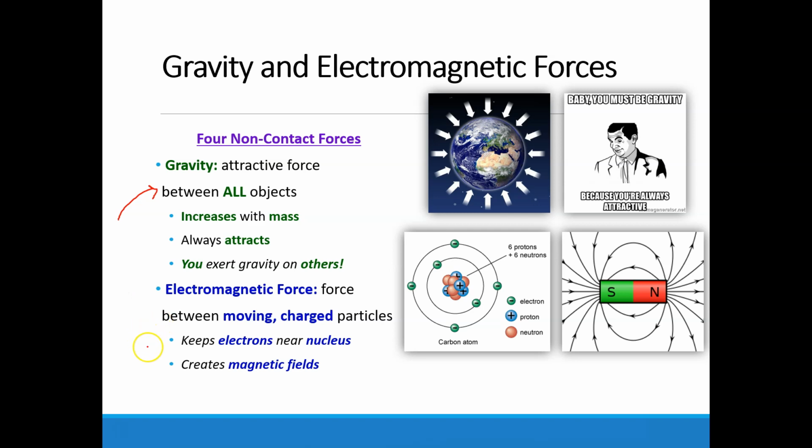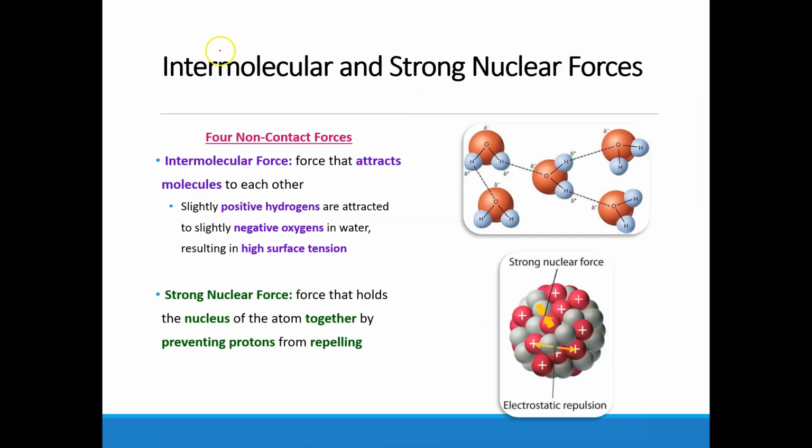Electromagnetic forces are the forces between moving charges. So that's like things between electrons and protons, or it could also be things like magnetic fields. Again, electro meaning the electric forces and magnetic meaning the magnetic forces, but they all have to do with moving charges. And then the last 2 of the 4 non-contact forces we learned about were intermolecular and strong nuclear.